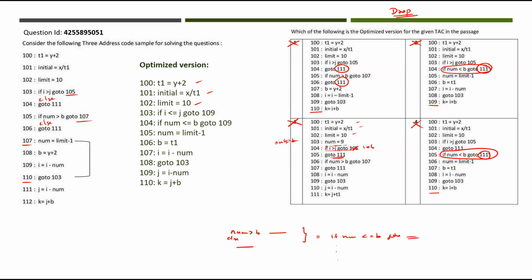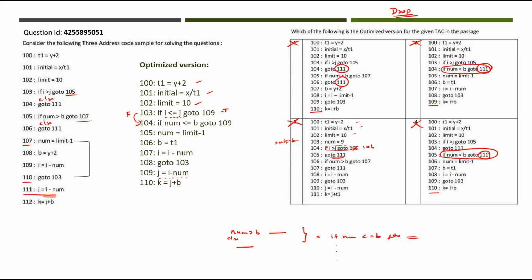They say if I is greater than j, you have to go for the next condition. Otherwise, you have to go for this particular statement. Now what I have done here is, if I is less than or equal to j, go to 109 where we have j is equal to I minus num. Else it will move to the next statement automatically. So if true, it will go to 109. If false, it will go to the next statement.